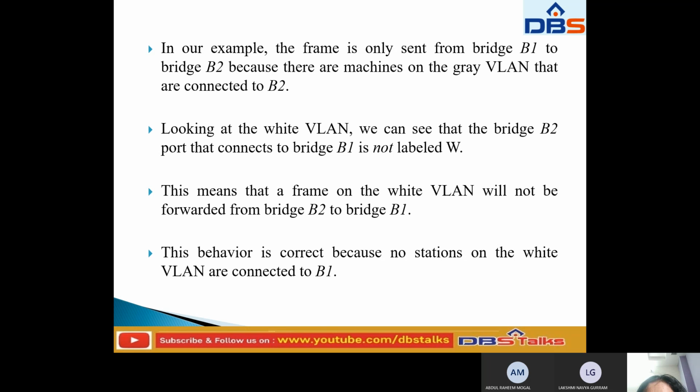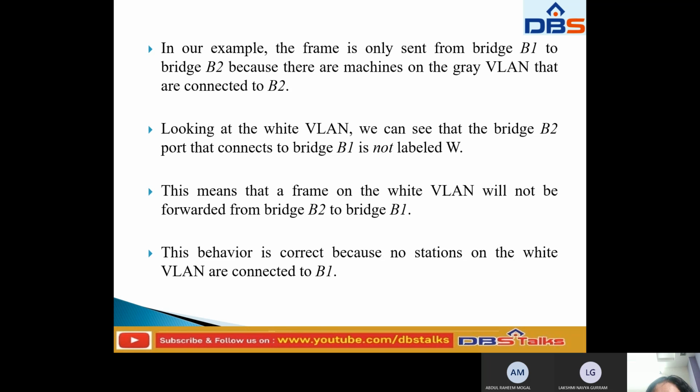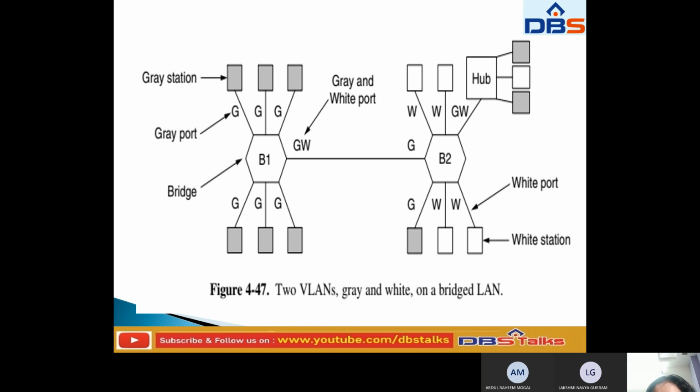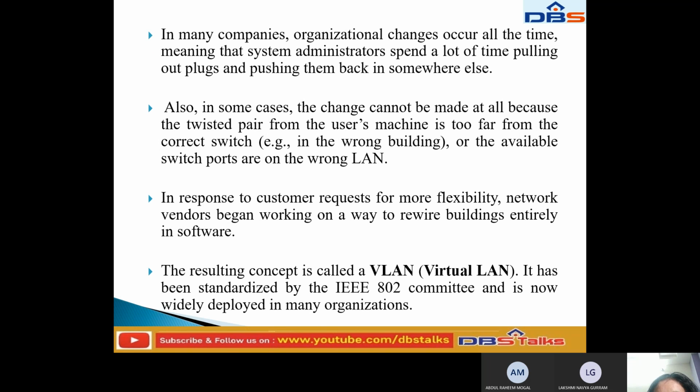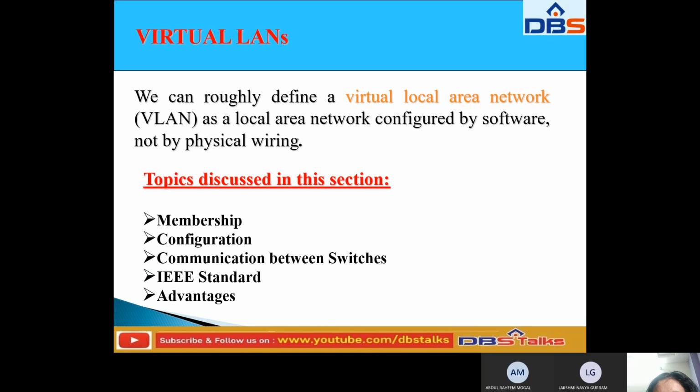Okay. Next, so up to now we have discussed the devices and virtual LANs. This is the explanation of the virtual LANs. Membership configuration: membership is nothing but taking the membership during communication. Configuration means that between the two devices, the configuration will be set up. The communication between switches, IEEE standard, and advantages. These are the different things we have in virtual LANs.